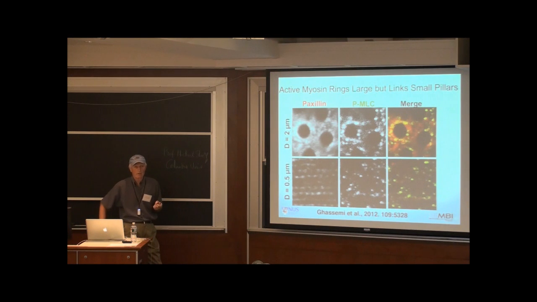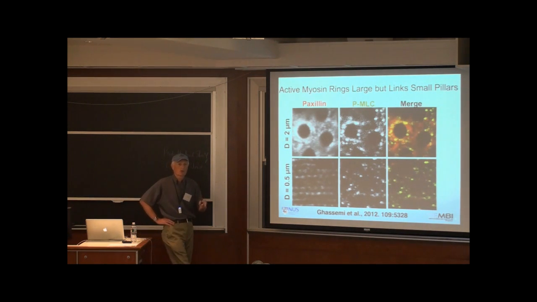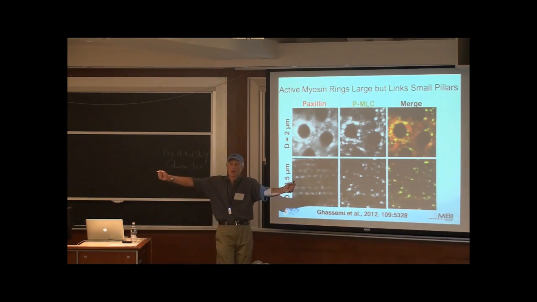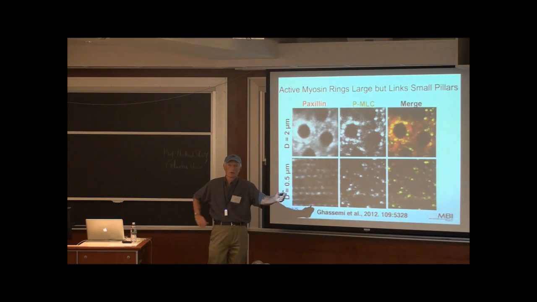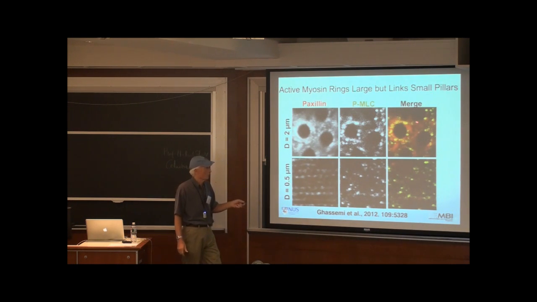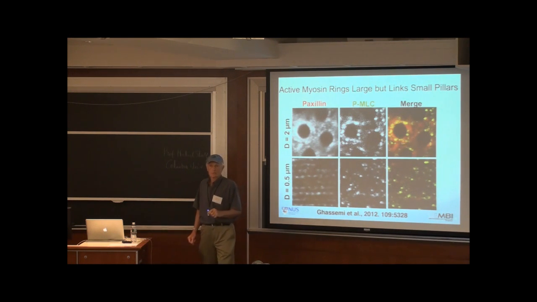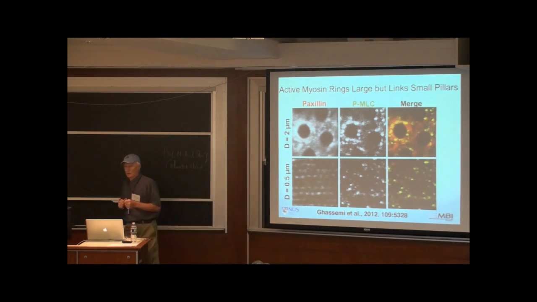That was even more evident when we looked at the distribution of phosphorylated myosin, i.e. myosin that was activated. We found that it was arrayed around the large pillars, but was between the small pillars and appeared to be pulling the small pillars together, whereas it was forming a contractile ring around the large pillars here, and thereby sensing the rigidity of the pillar tops. Okay.